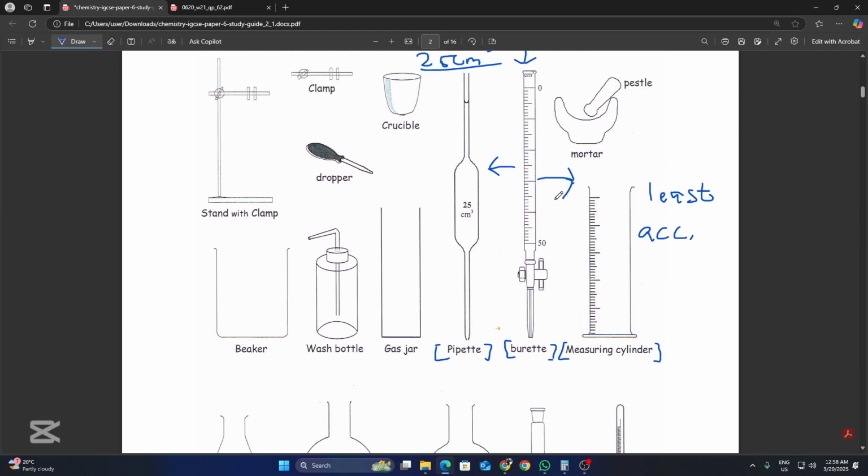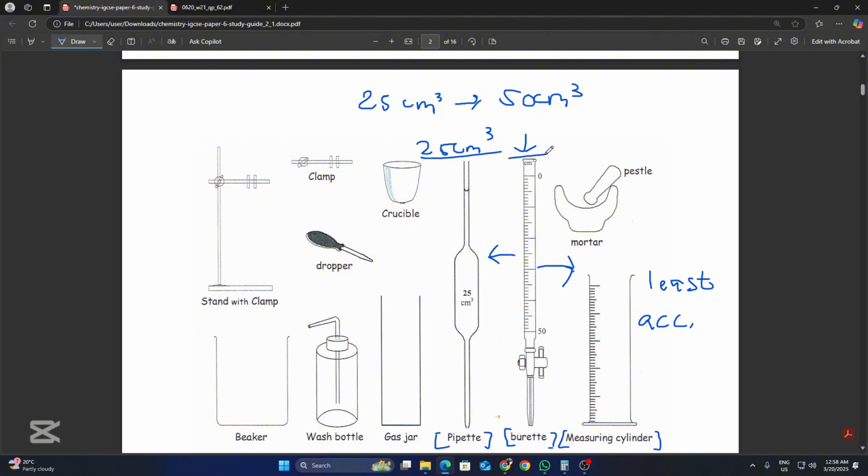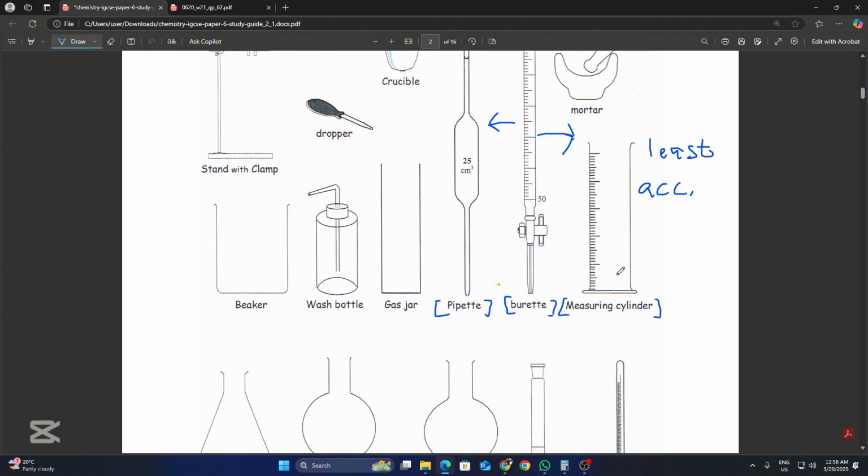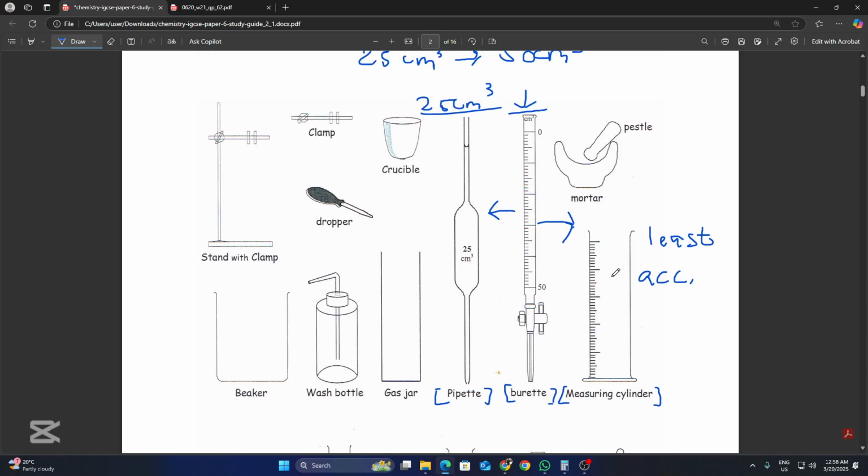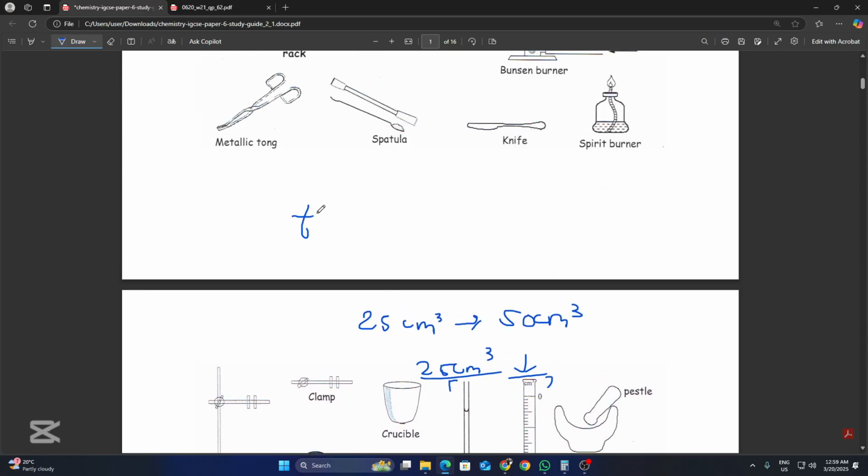Now, if it asks you an advantage of using the burette over the measuring cylinder, we always have to say that the burette is more accurate. However, if it goes the other way around, for example, what is an advantage of the measuring cylinder over the burette, or what is a disadvantage of the burette or of the pipette? For these two, the disadvantage is that they are slow.